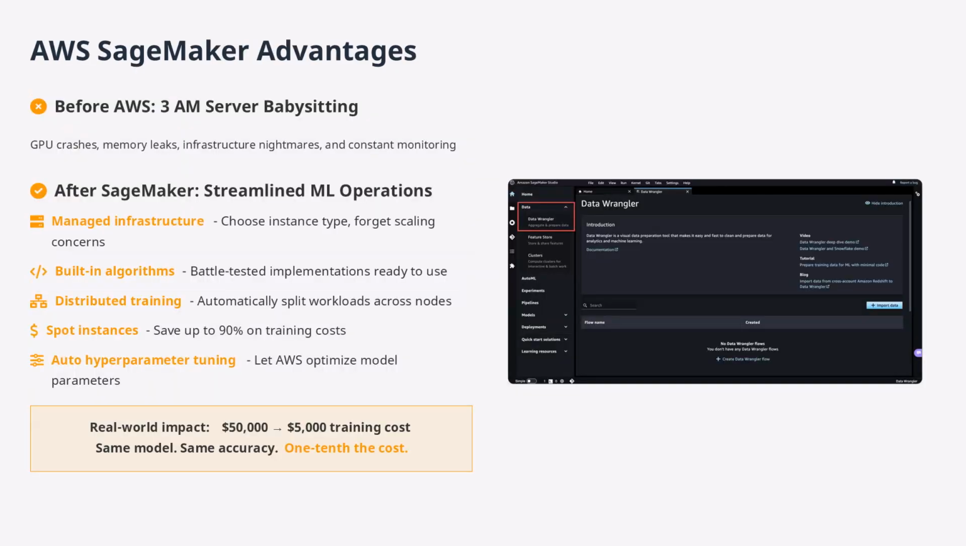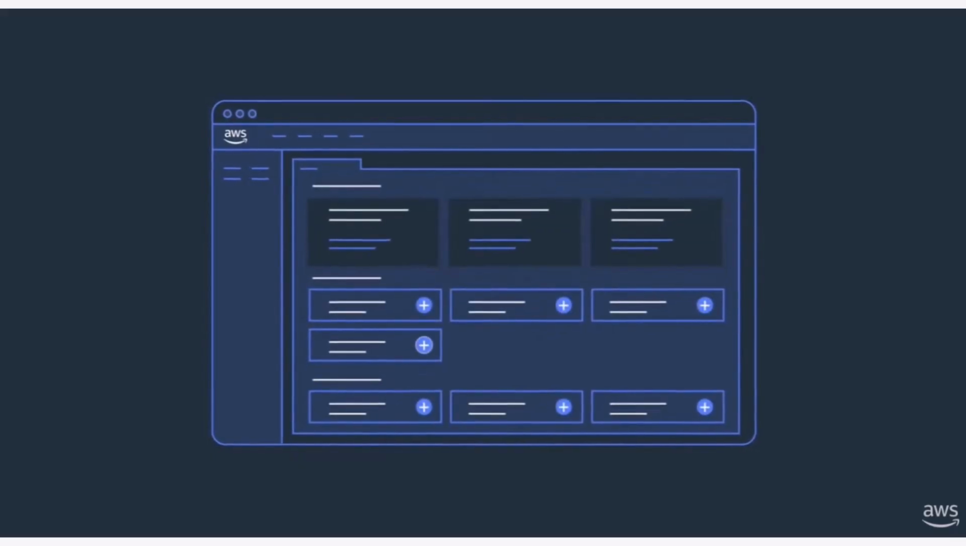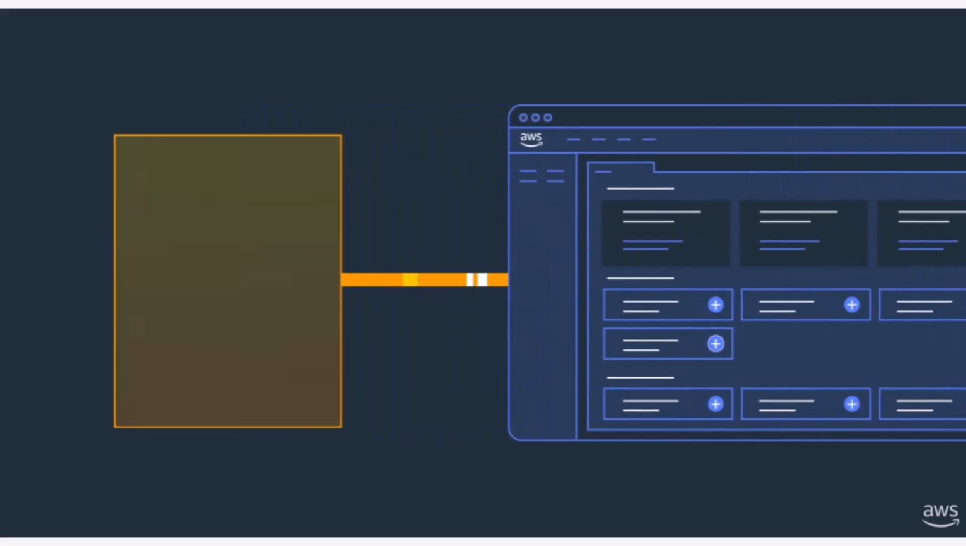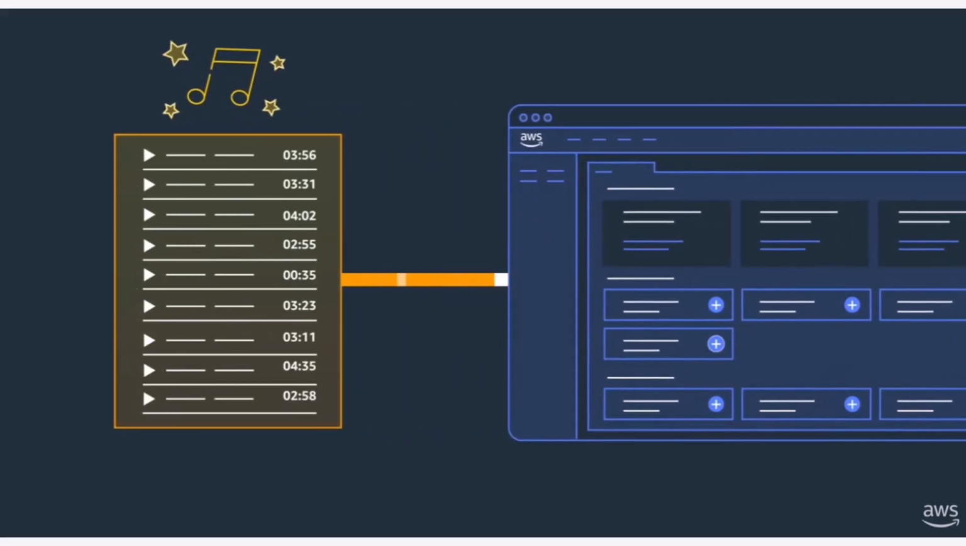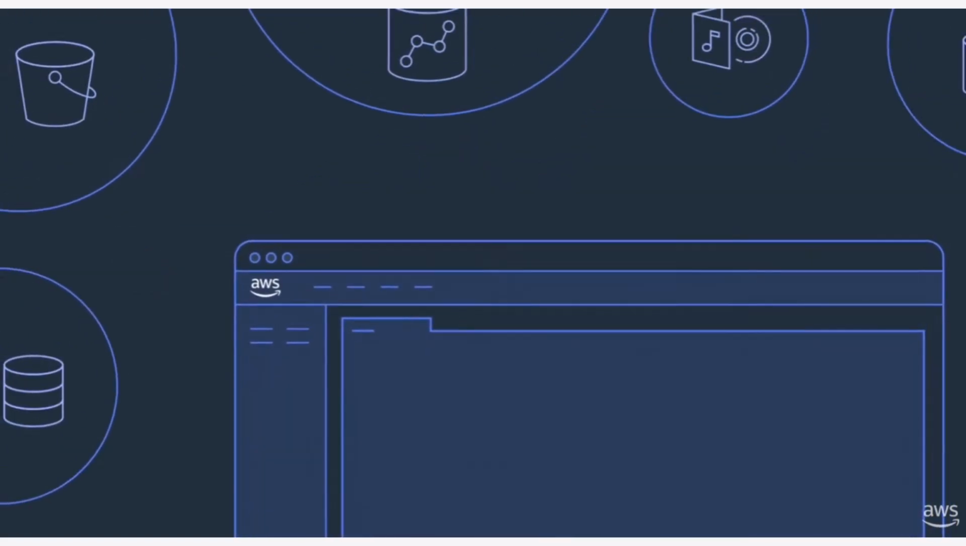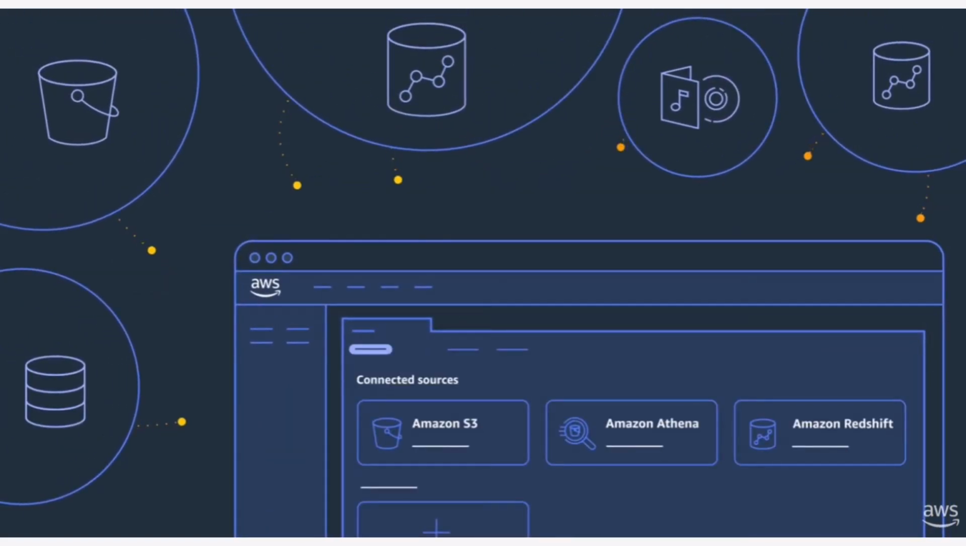Before AWS, training models meant babysitting servers at 3 a.m., GPU crashes, memory leaks, infrastructure nightmares. AWS SageMaker eliminated that pain forever. Managed infrastructure: choose your instance type and forget about scaling. Built-in algorithms: battle-tested code ready to use. Distributed training: automatically split across multiple nodes.